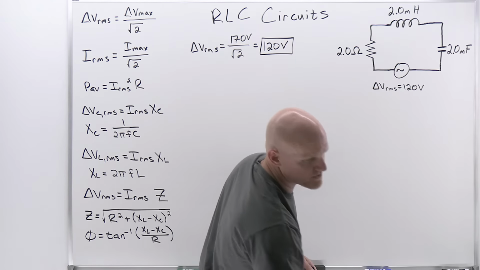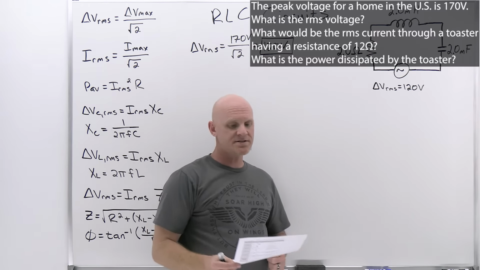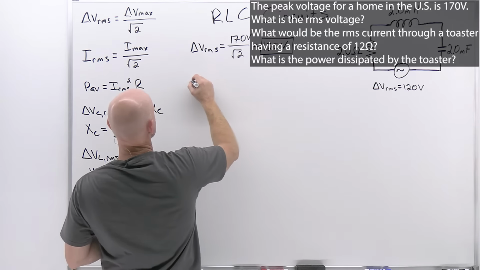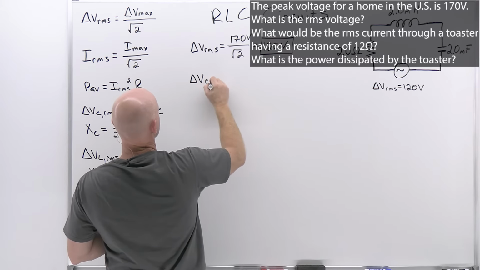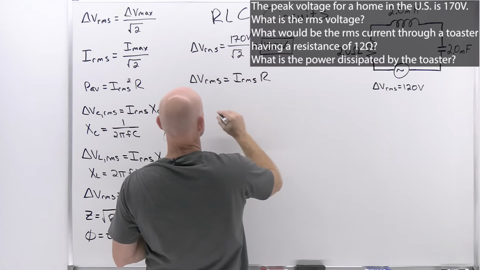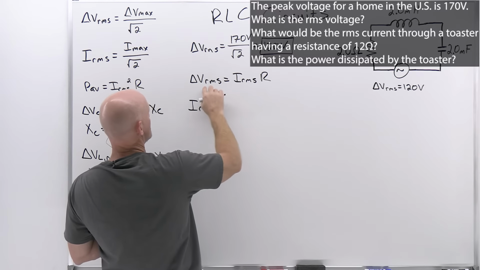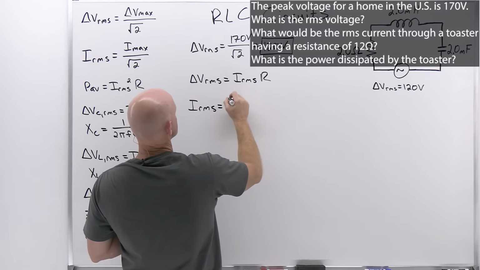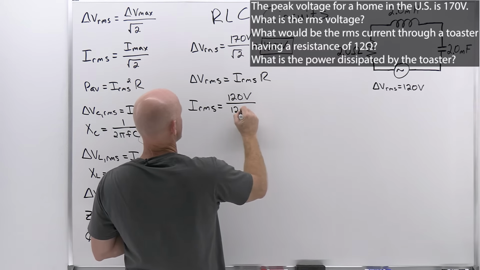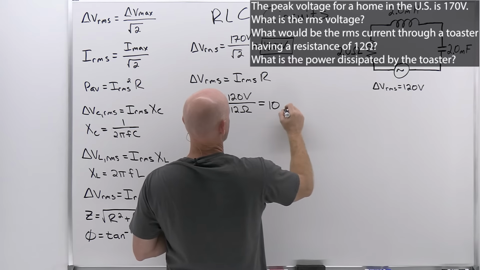All right, second part of the question says, what would be the RMS current through a toaster having a resistance of 12 ohms? We can simply use an Ohm's law relationship here. So where delta V RMS equals I RMS times that resistance. So if we rearrange this and solve for that I RMS, it's going to equal the delta V over the R, which in this case is going to equal that 120 volts we just calculated, divided by that 12 ohm resistor. So I'm making the math easy here, and it's going to be 10 amps.